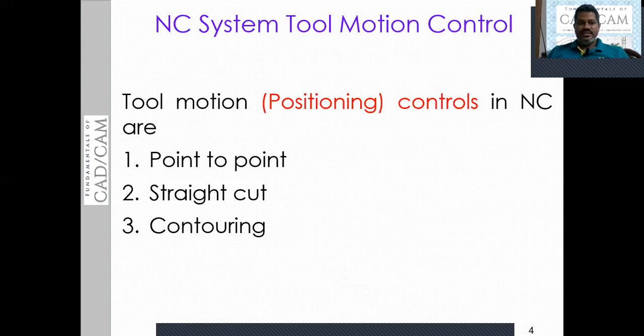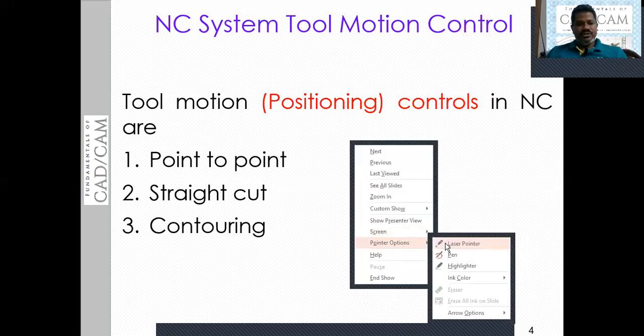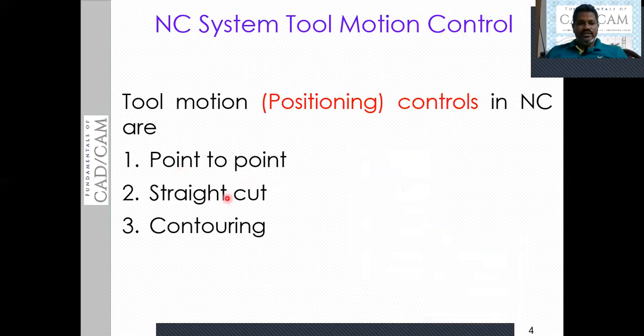Now let us see the NC system motion control. As I said just now, this topic is specifically related to tool positioning, how the tool is moving from one location to another location during the machining process on the NC machine. Basically, this positioning is of three types: one is point to point, the other one is straight cut, and finally you have contouring. We will discuss point to point, straight cut, and contouring in detail, one by one, in the coming slides.